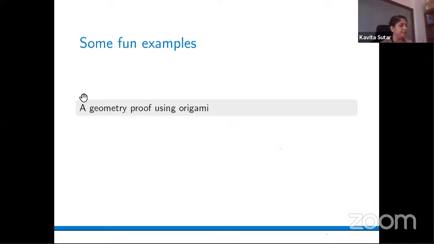So let's begin with some simple fun examples, just as a sort of warm up, and then we can get into the more technical details. For this, what I would like to do is actually share my other screen. So just a moment. I will stop sharing the screen and share another screen here.